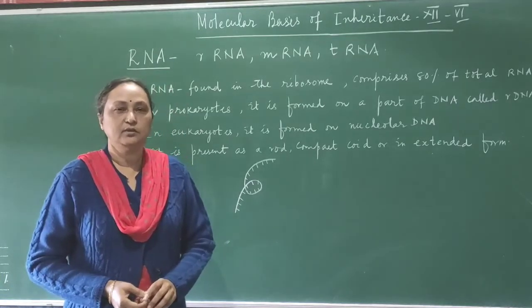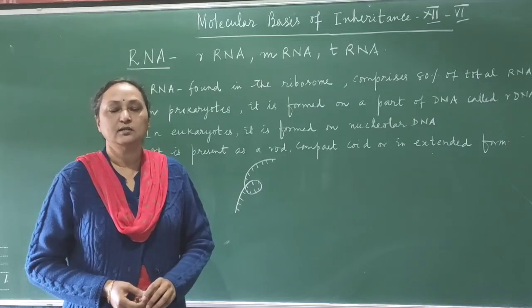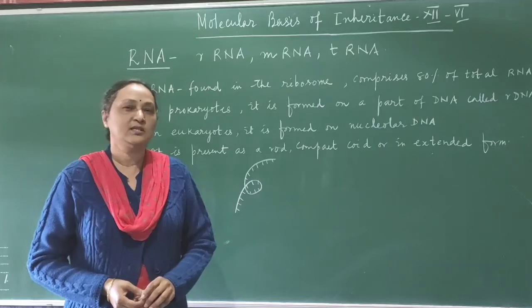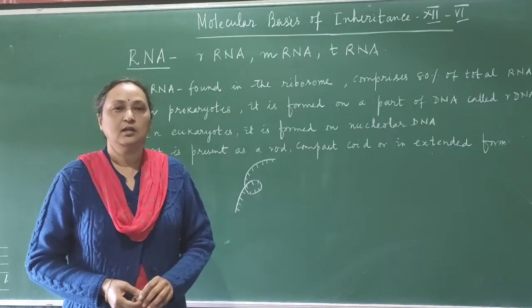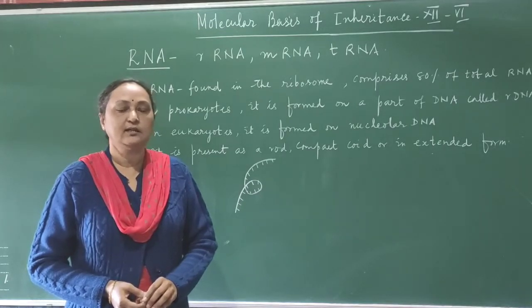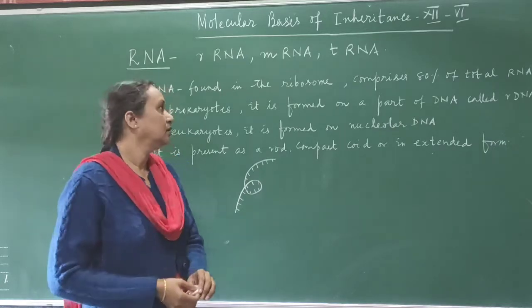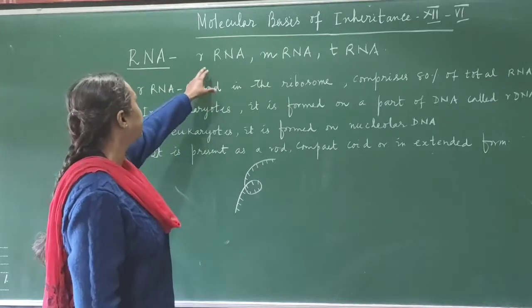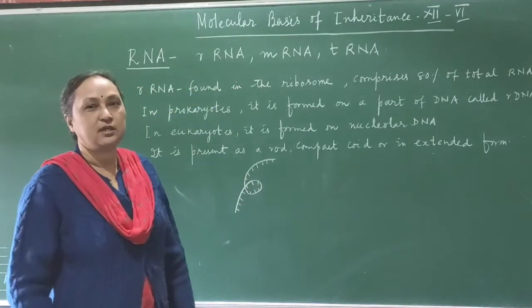So RNA, all you know that it consists of ribose nucleic acid and the alternate phosphate molecules, and there are four bases: adenine, guanine, cytosine and uracil. The thymine base which is there in DNA is not present in RNA. In place of the thymine, the base is uracil. Okay. So there are three different types of RNA: ribosomal RNA, messenger RNA and transfer RNA.